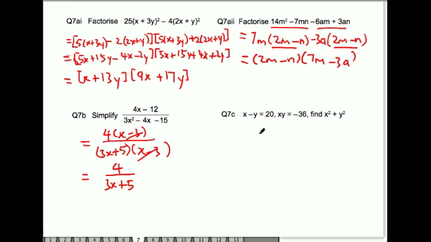In the next example, we note that x minus y is 20, xy equals minus 36, and we need to find x squared plus y squared. By examining the terms, we can tell that this is simply the formula (x minus y) squared, which gives us x squared minus 2xy plus y squared.